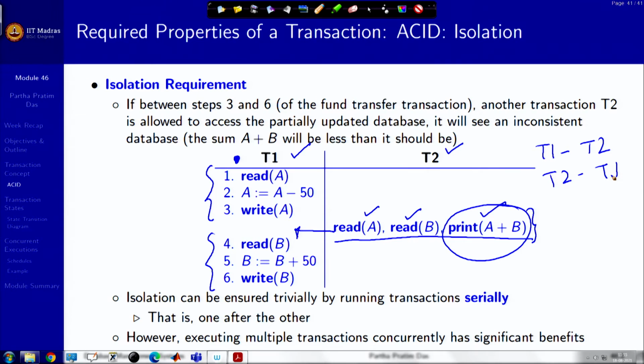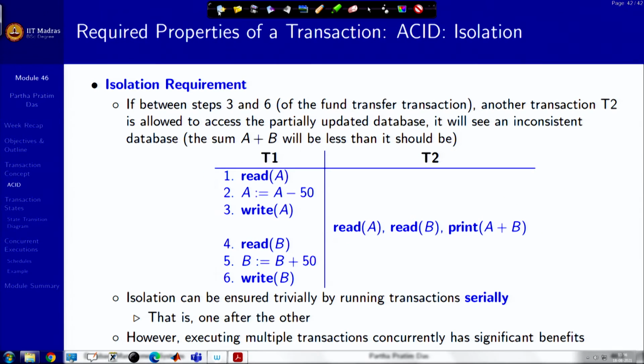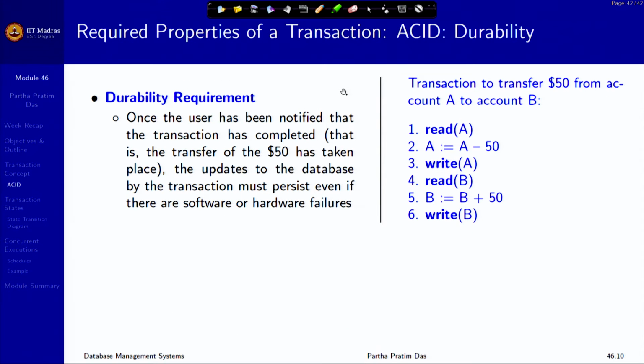So, this is called isolation, that is, two transactions working concurrently should not impact each other in a way that the database becomes inconsistent. Right? So, if you run things serially, obviously it will be guaranteed, but in general that will not give you the desired throughput. Finally, durability: after the transaction has completed, the effect of that transaction must be persistent in the database, even if further failures happen. Right?